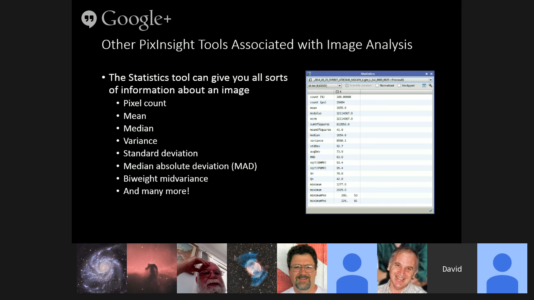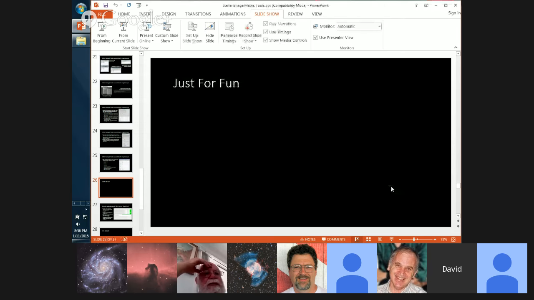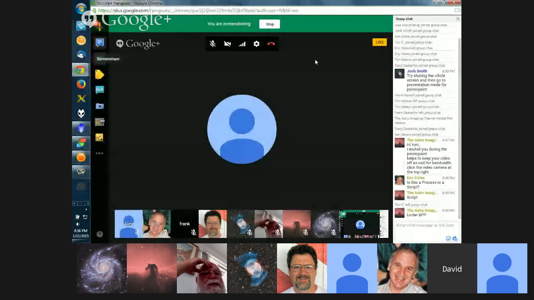The last one is the statistics tool in PixInsight, which can give you all sorts of information: pixel count, mean, median, variance, standard deviation, mean absolute deviation, biweight mid-variance, a whole bunch of things that can be useful for analyzing a particular image, checking between two images, things like this. These are pretty useful tools to have.